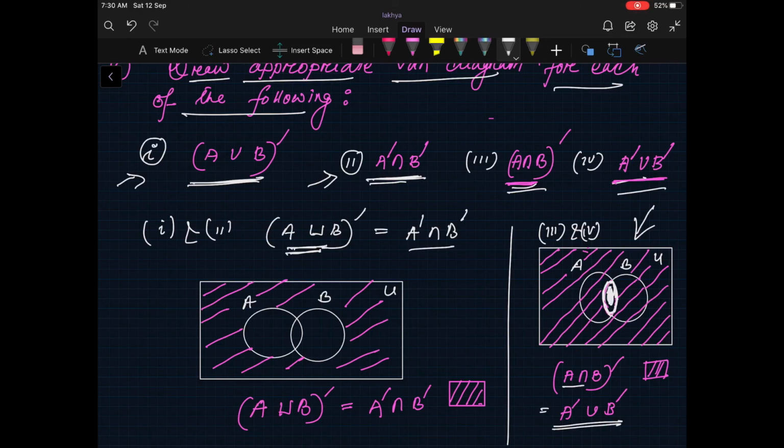This common region between these two circles represents the intersection of A and B, and this part is not included. So only the shaded region is representing the complement of A intersection B. Let me clean this common region.